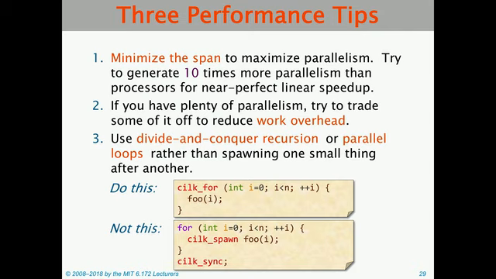Generally, you should use divide and conquer recursion or parallel loops rather than spawning one small thing after another. So it's better to use cilk_for, which already is doing divide and conquer parallelism, than the strategy of spawning off one thing at a time, unless you can chunk them so that you have relatively few things that you're spawning off. The spawning approach would be fine if foo of i was really expensive. Then we'll have lots of parallelism because there's a lot of work there. But generally, it's better to do the divide and conquer.